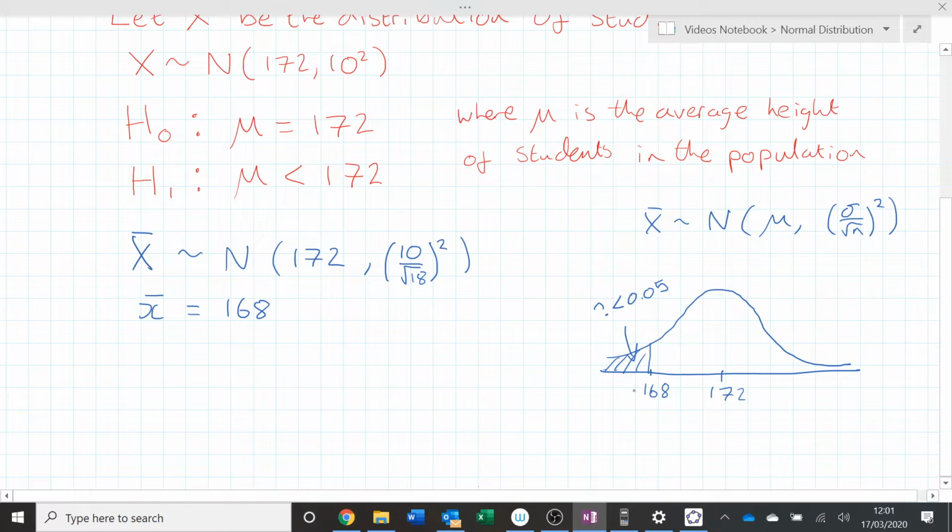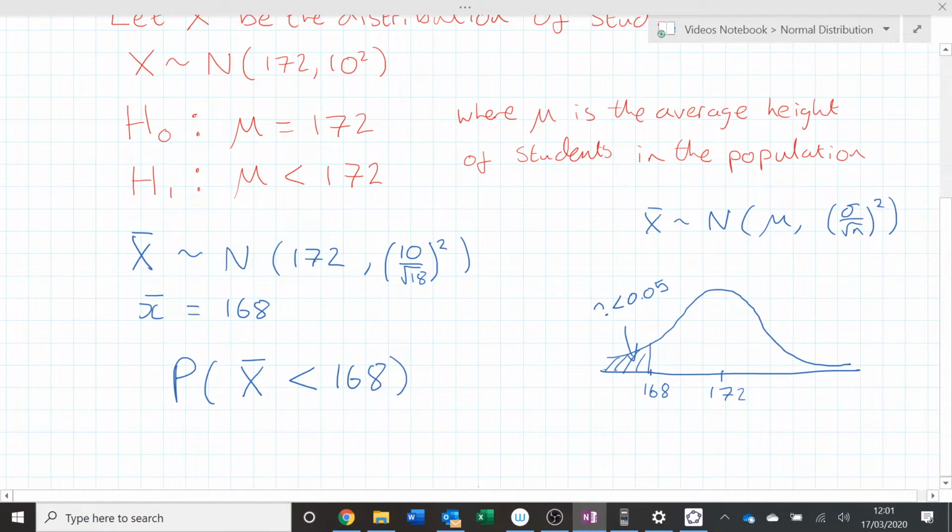I'm just going to say that again. If 168 is in the bottom 5% of values, it is a weird value, it's a significant value, therefore we're going to go with the alternate hypothesis and we're going to reject the null hypothesis. So what we need to do is find out the probability of x bar, because we're talking about a sample mean, remember x bar is a sample mean, being less than 168.